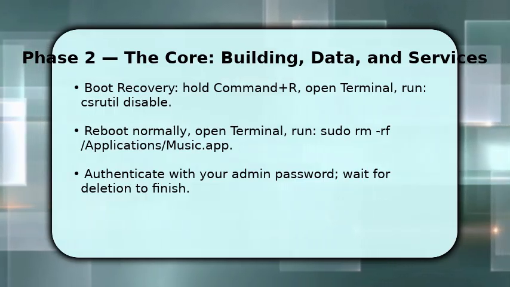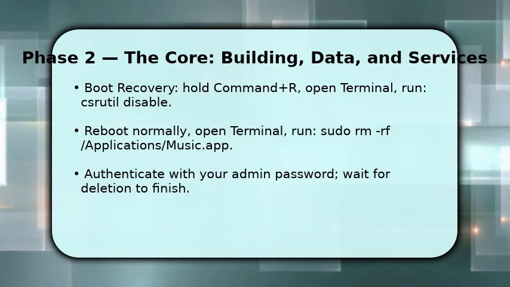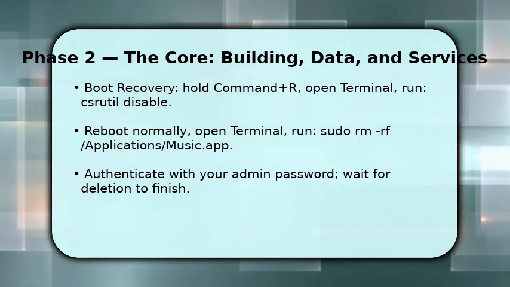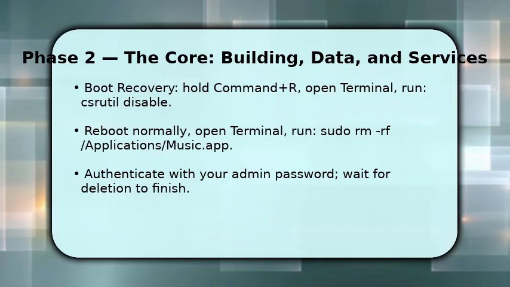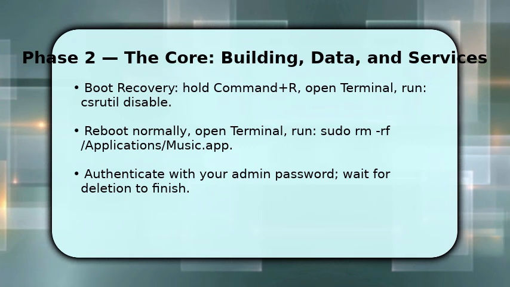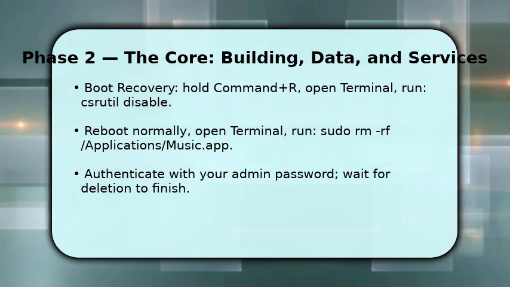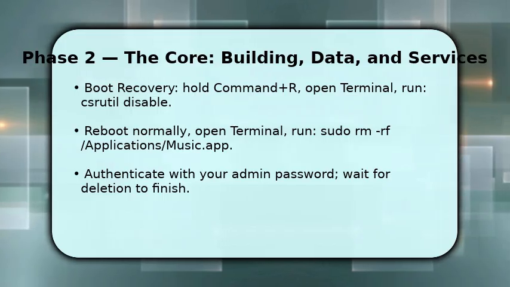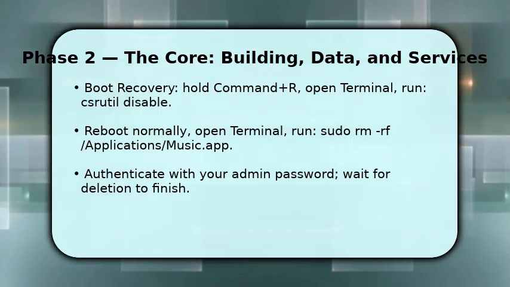rm removes the app bundle and -rf forces recursive removal. Be careful, this command deletes files permanently, so confirm the path before pressing enter. After Terminal reports completion, check /Applications to confirm Music.app is gone, and make sure you did not remove other files by mistake.